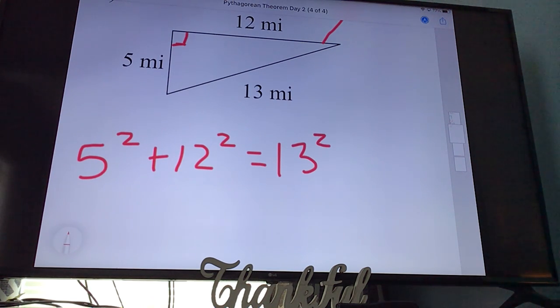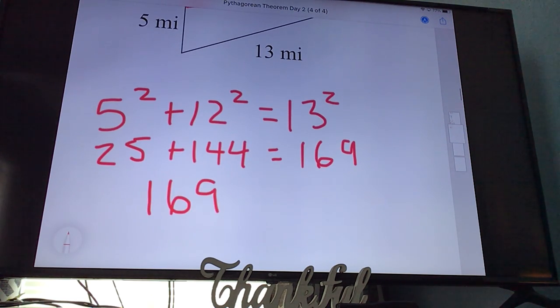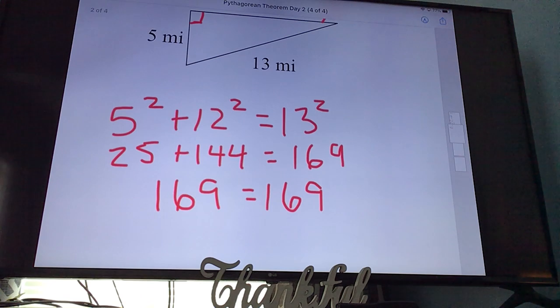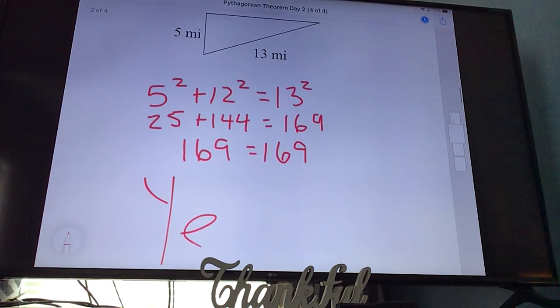So 5 squared is 25. 12 squared is going to be 144. And 13 squared is going to be 169. Well, what is 25 plus 144? It's 169 equals 169. Does 169 equal 169? Yeah, it does. And so we can say that yes, this one is a right angle.